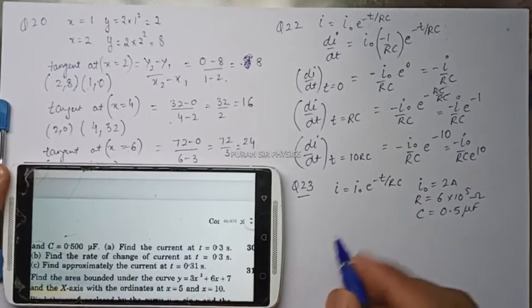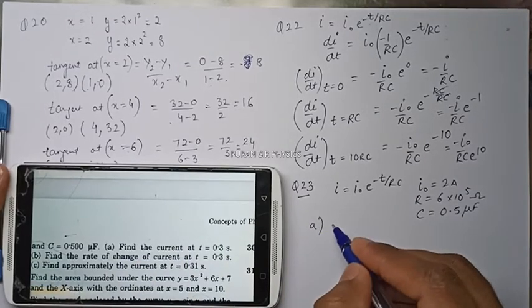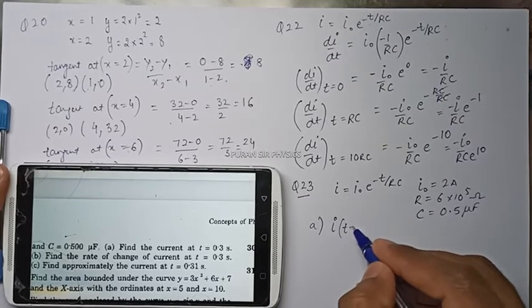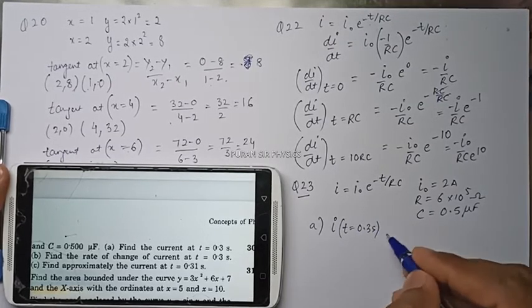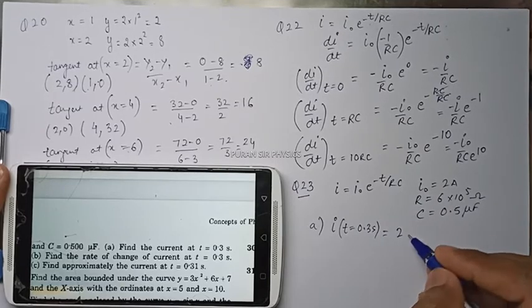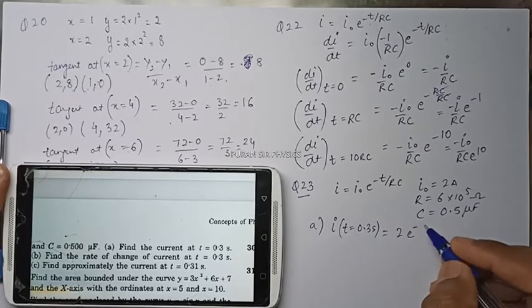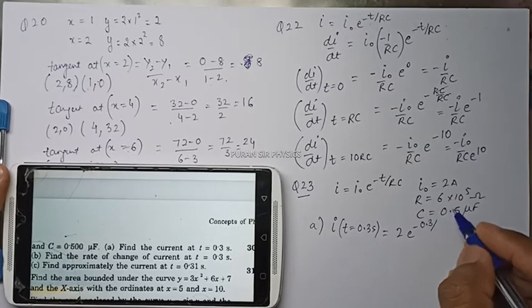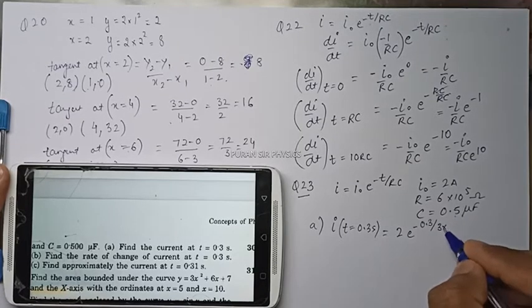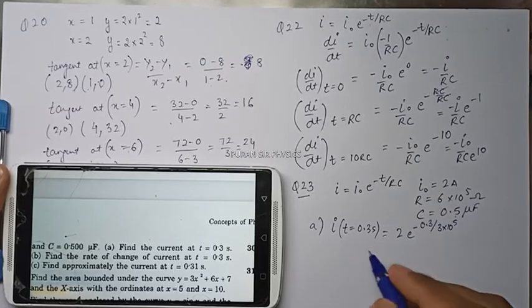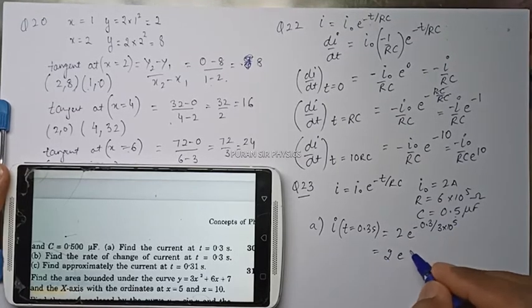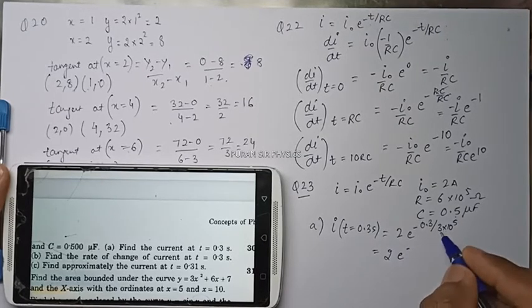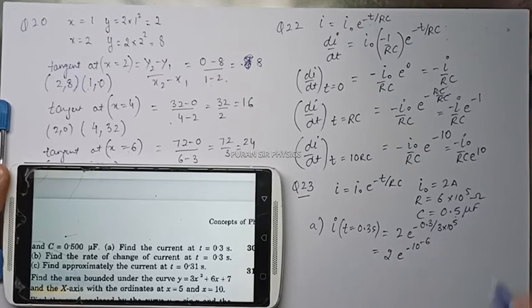Find the current at t equals 0.3 seconds. So first of all, in the first part, we have to find the current at t equals 0.3 seconds. So we have to substitute the values. 2 e raised to power minus 0.3 upon RC, that will be 6 into 0.5, that is 3 into 10 raised to power 5. So it will be 2 e raised to power minus, so it will be 10 raised to power minus 6.